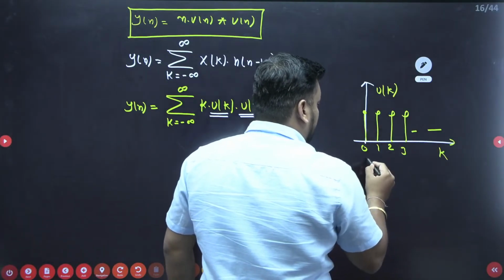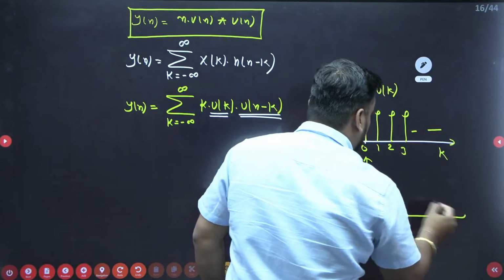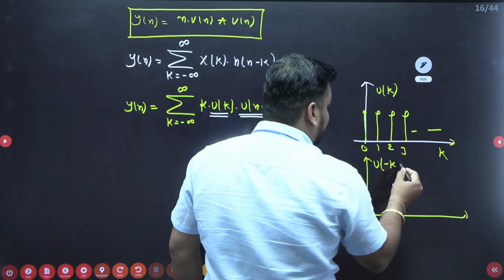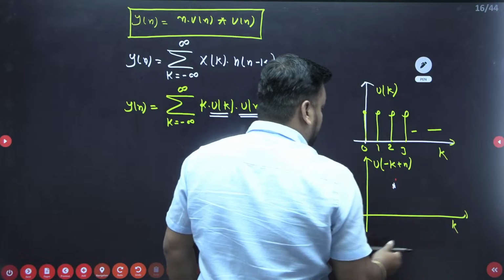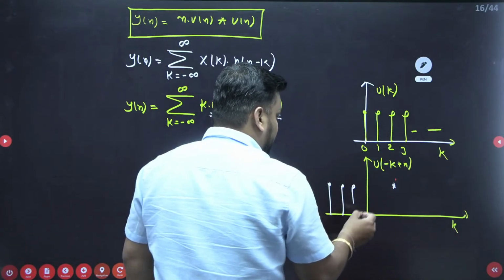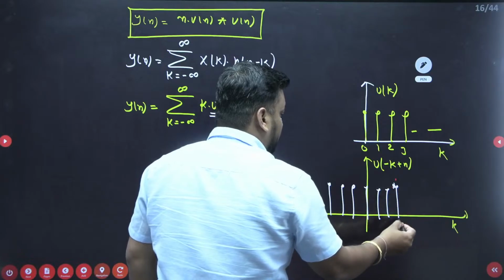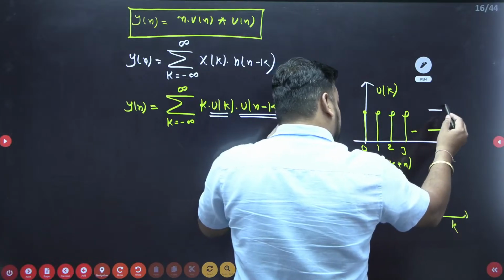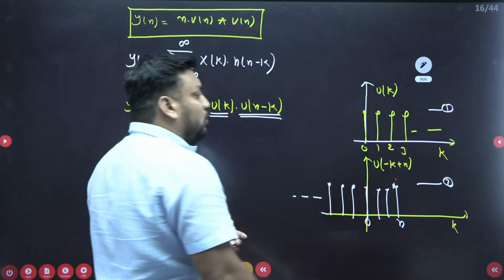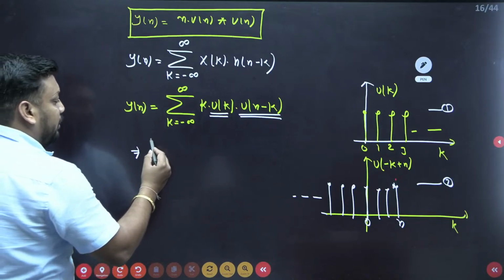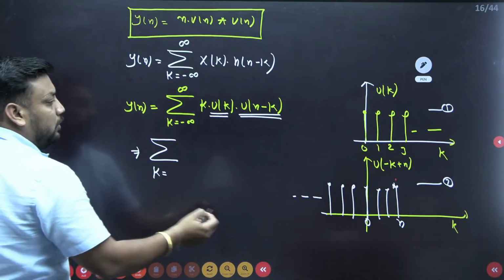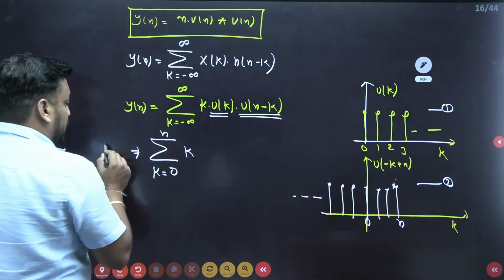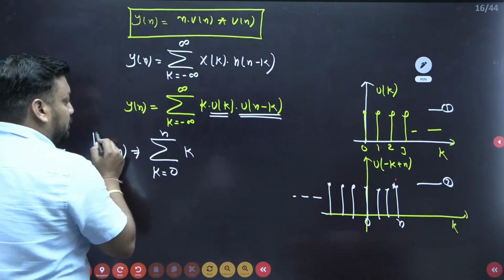And if I make the curve of u[-k+n] with respect to k, it is coming from minus infinity up to plus n. So this is my first curve, this is my second curve, and if I multiply both curves, I will get magnitude 1 and the limit goes from k equal to 0 to n, and here what is left? Only k. So you should tell me now what is the answer, guys, the summation formula.